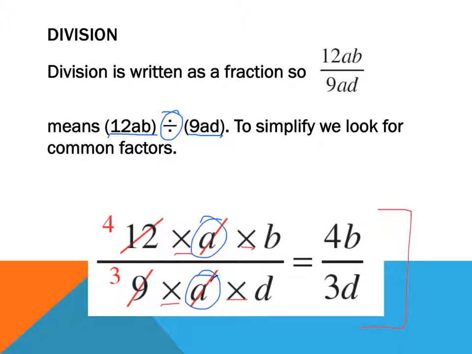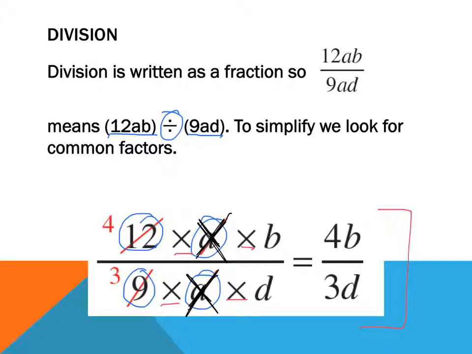But as soon as there's a pronumeral on the bottom that's on the top as well, a like term, I can cancel them out. Now b and d are not like terms, so I can't cancel them out. I'm going to leave them the way they are. Now I can write 12 over 9. That's fine. But there's a way to simplify 12 over 9. There's a more simple way to write it.